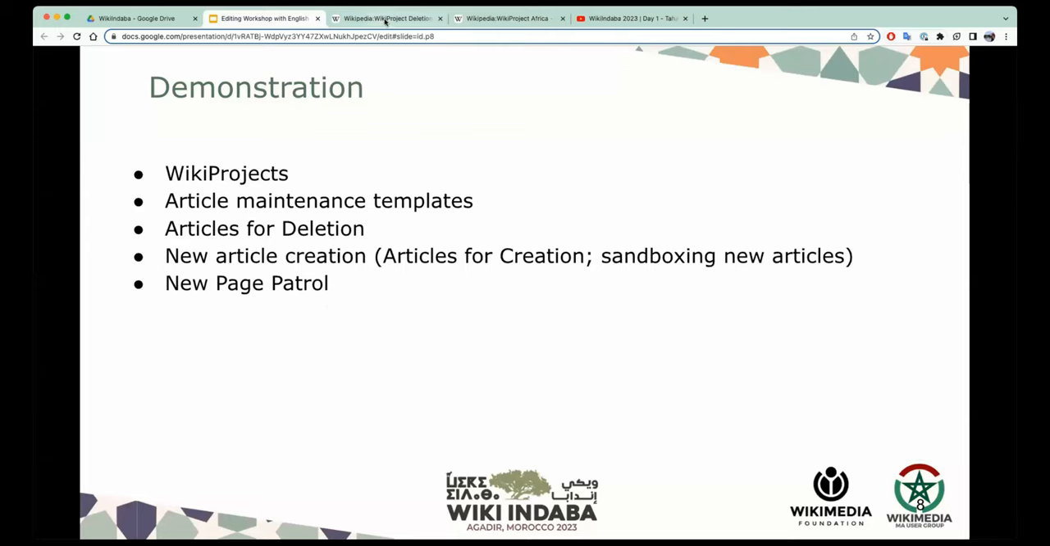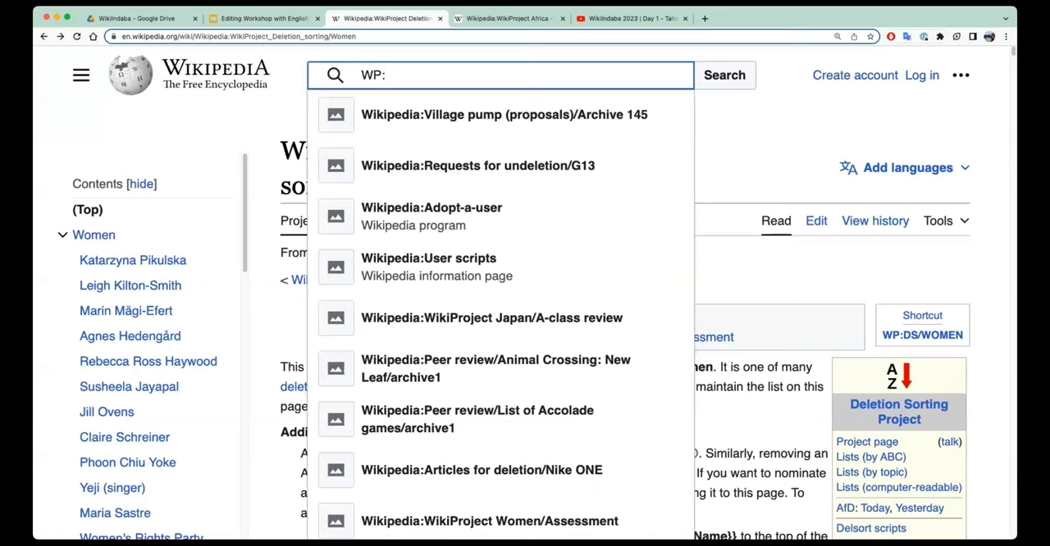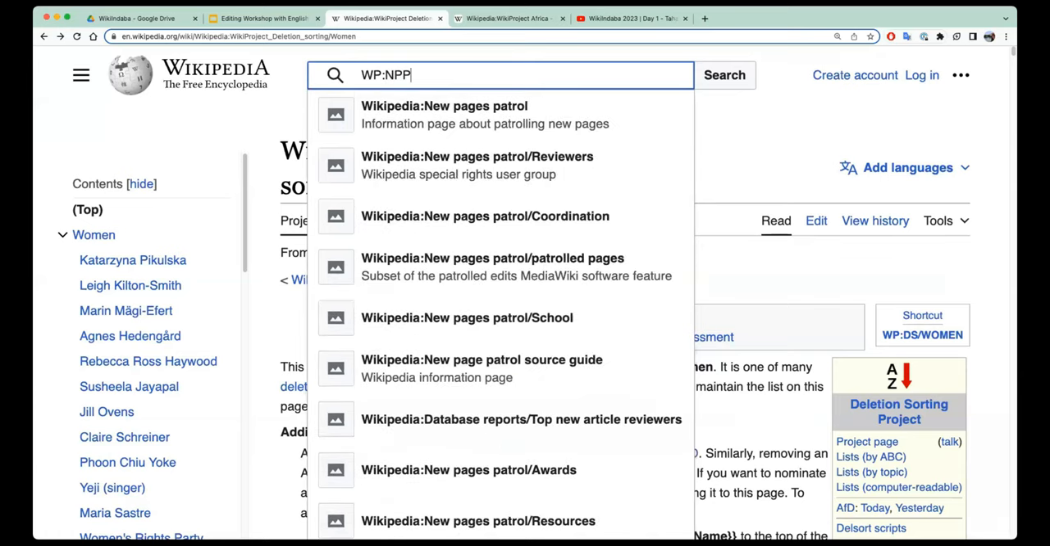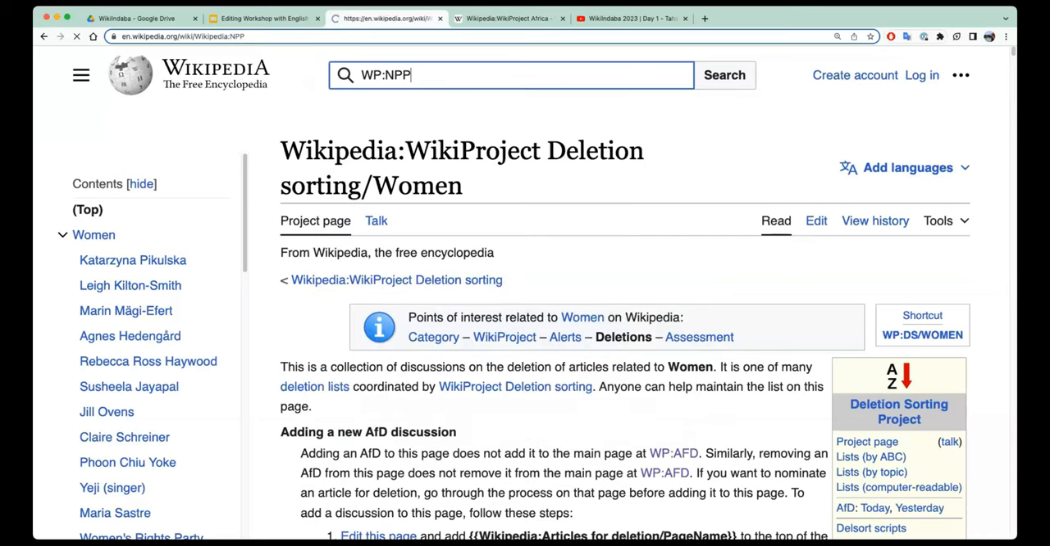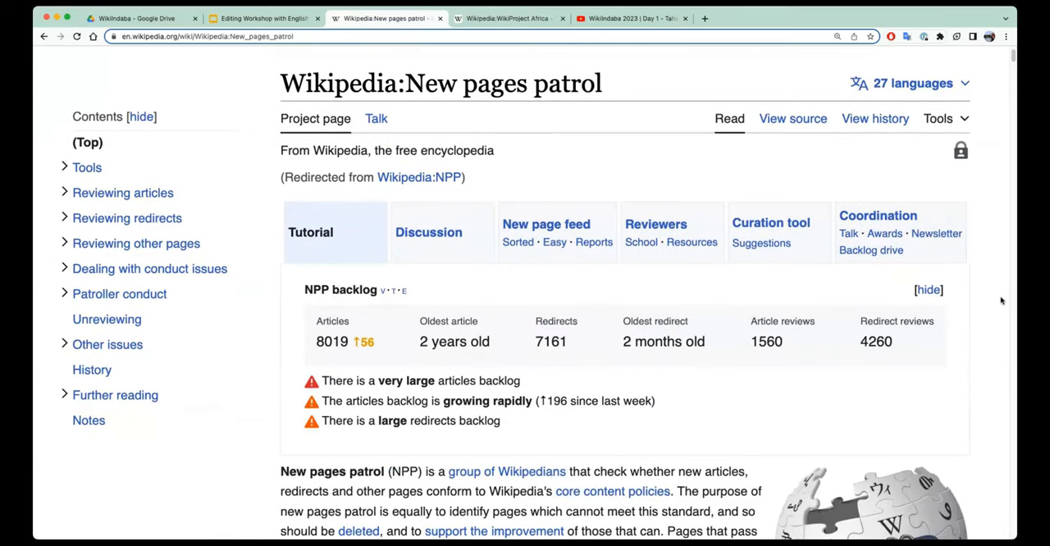Okay. So on English Wikipedia, we're going to go to capital W, capital P, colon, capital N, capital P, capital P. New page patrol. Show hands. How many of you know that this exists?